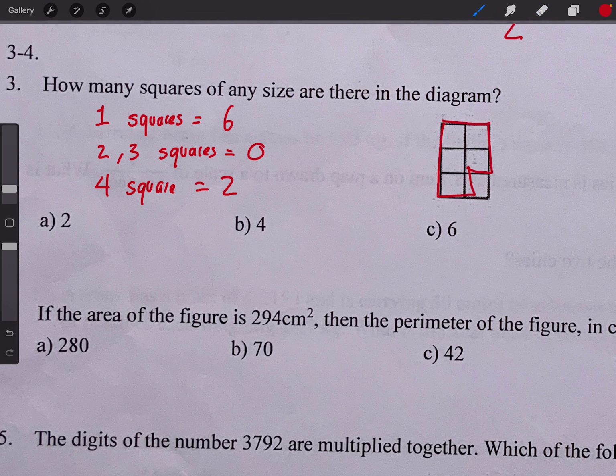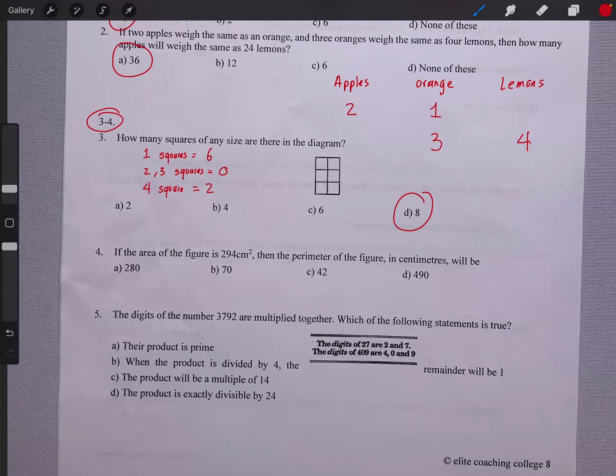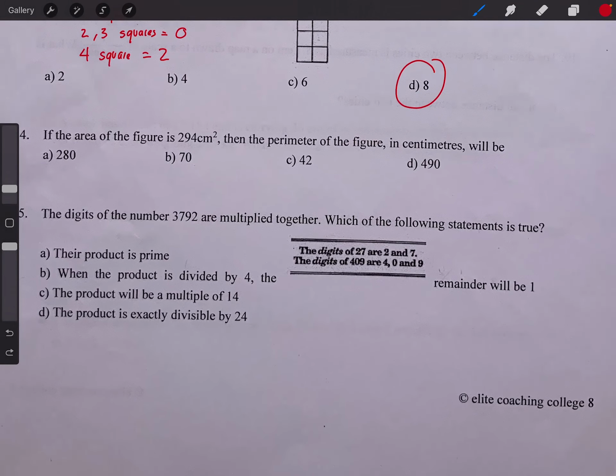Question 4. If the area of the figure, what figure? Oh, question 3 and 4 are talking about this figure here. The area of the figure is 294 centimeters squared. Then the perimeter of the figure in centimeters will be what?